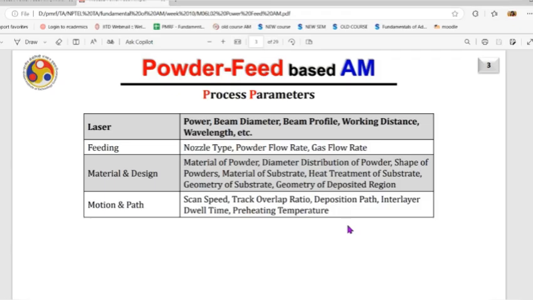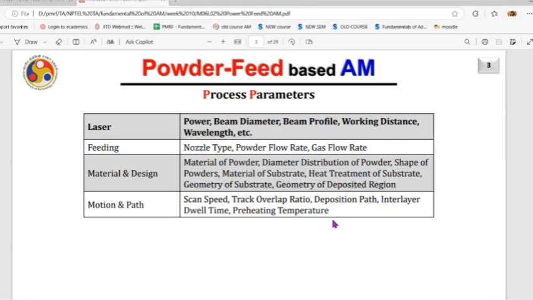Motion and path: motion is basically whether it's a 3-axis CNC system or a 5-axis system, or in case of a robotic system, your head can move. Whether your head can move in how many degrees of freedom, and when your head is tilting, your powder flow should not be disrupted. So these are the things. And for path, basically the overlap percentage is the hatch spacing. So the hatch spacing is one important process parameter.